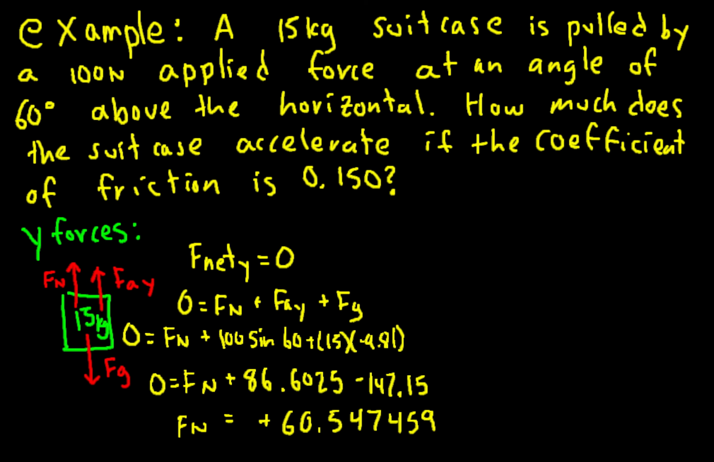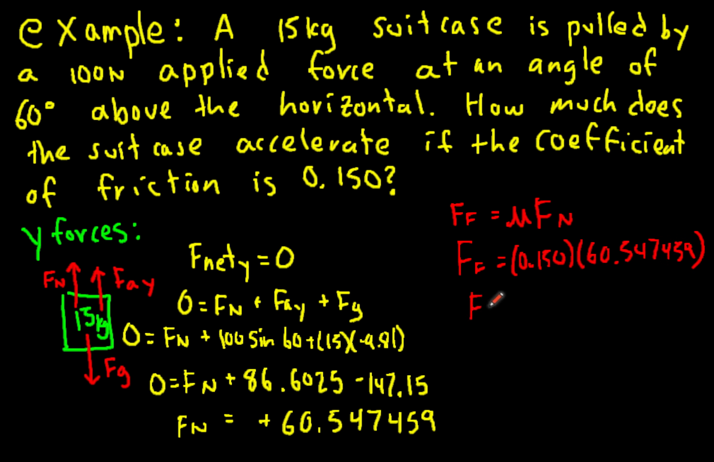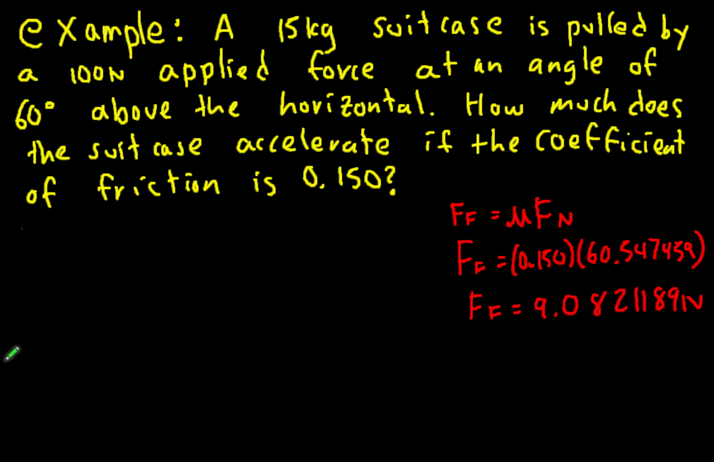We can use this normal force to find the force of friction pulling on the suitcase. Force of friction is equal to the coefficient of friction, which is 0.15, times this normal force we just calculated, 60.547459. The force of friction is 9.0821189 newtons.